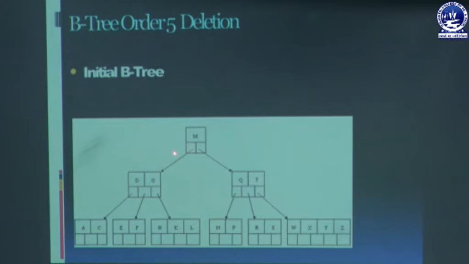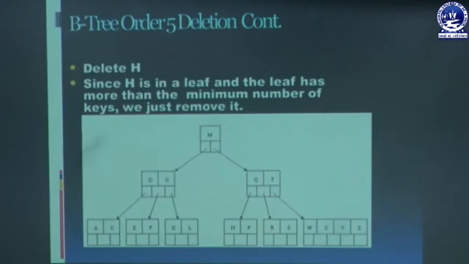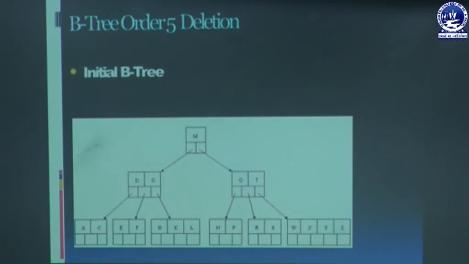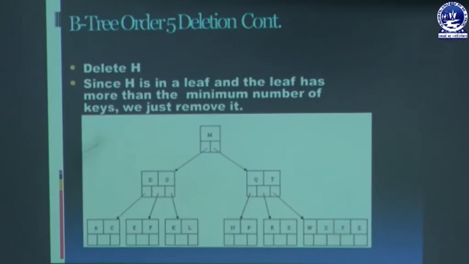This is the initial tree, and suppose we want to delete the element H from the B tree. See, H is present at this location. As it is a leaf node, we can simply delete it. Whenever we delete this, the tree becomes like this. You can see H is deleted from this location.